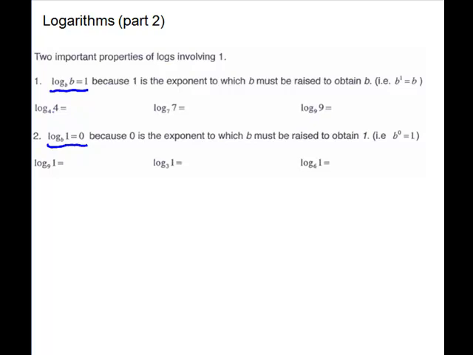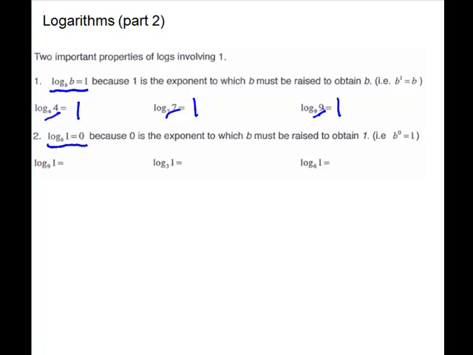Right, so just using this property, the log base 4 of 4 is going to be equal to 1 because the base is the same as what you're taking the log of. 4 to the 1 is 4. This one, the log base 7 of 7 is 1 because 7 to the 1 is 7. And this one, log base 9 of 9 is 1 because 9 to the 1 is 9. So when the base is the same as what you're taking the log of, it's equal to 1.